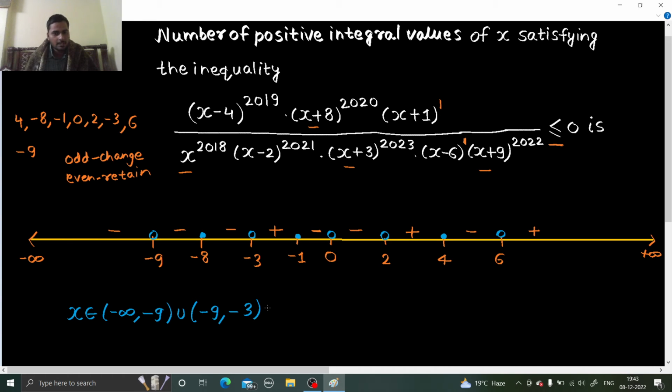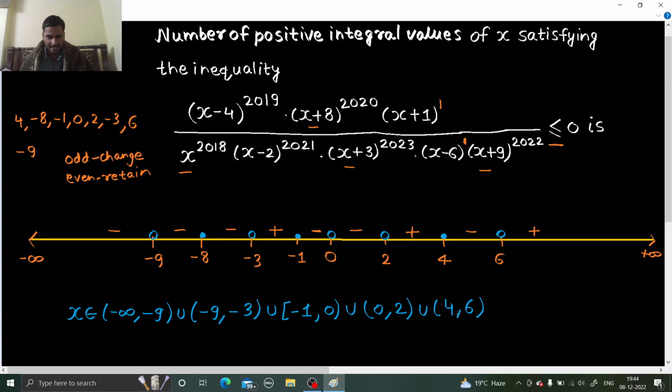Okay, then again we take the union. We get -1 included, filled circle means included, hollow circle means not included, to 0, 0 not included, union 0 to 2, 0 and 2 both not included, and finally 4 to 6. So this is the part of our answer.